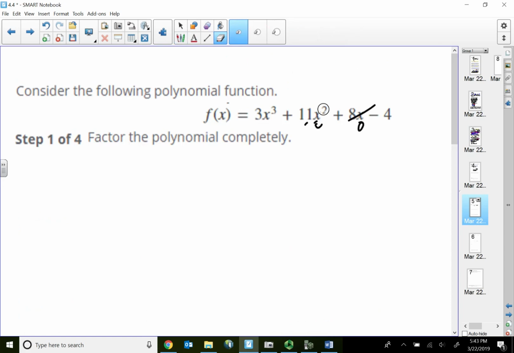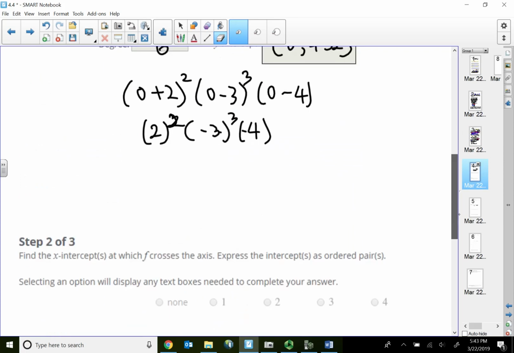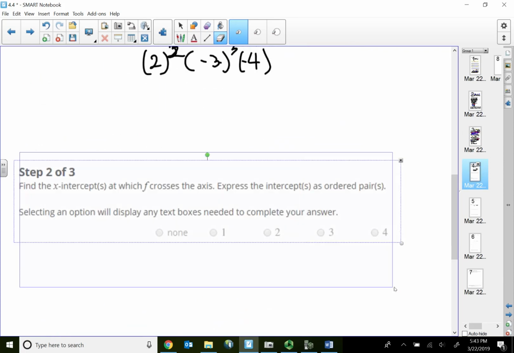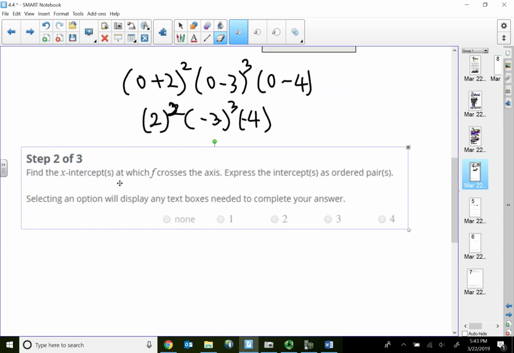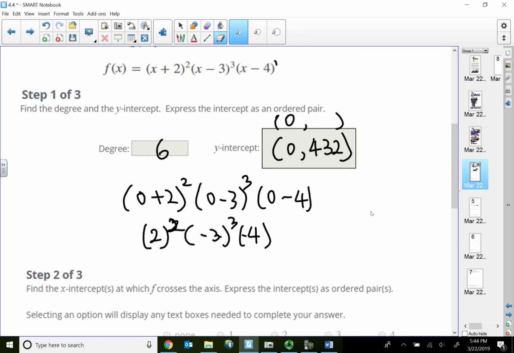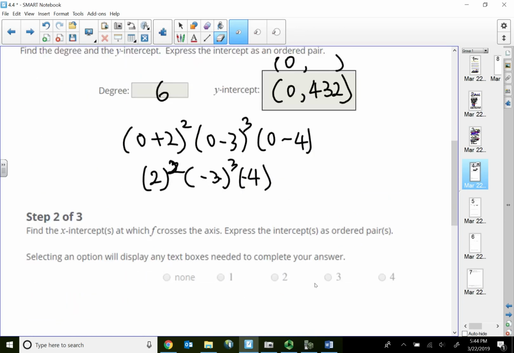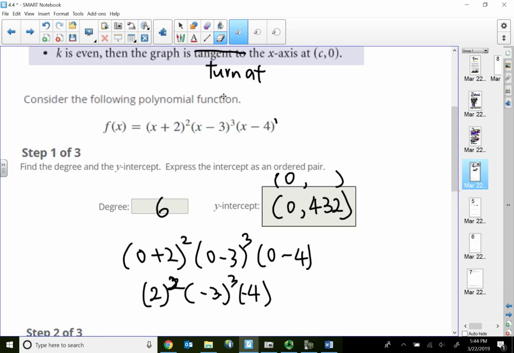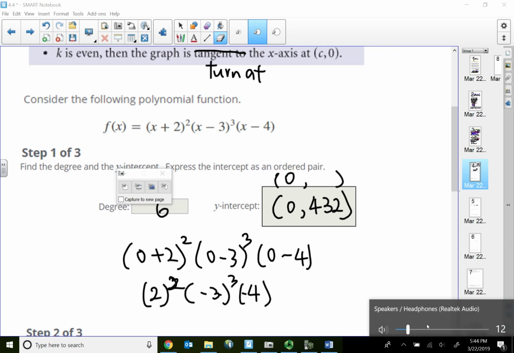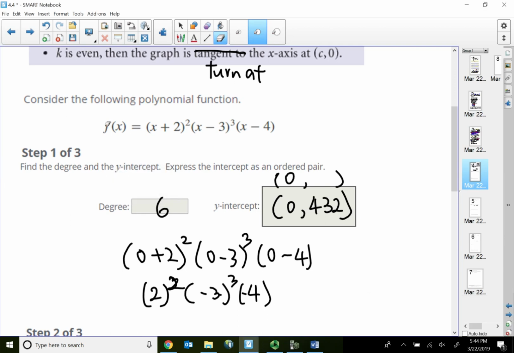All right, so let's go back to the first problem. The next step wants me to find the x-intercepts at which the function f crosses over the x-axis, and we will enter our answer as an ordered pair. So let me erase this real quick and take a picture of this so I can bring it down so I can take a look.